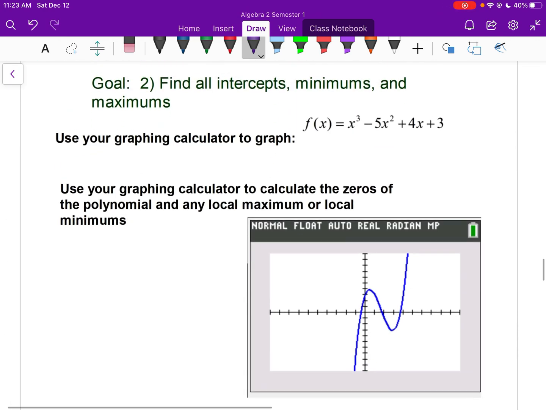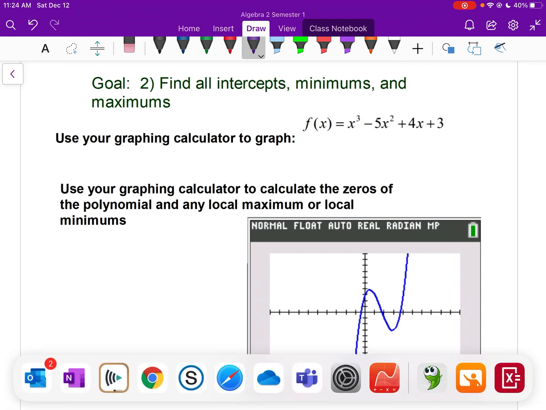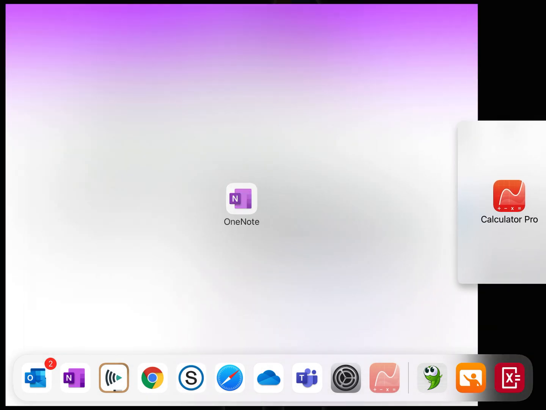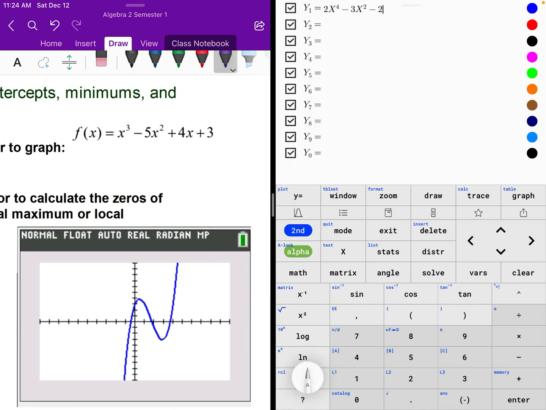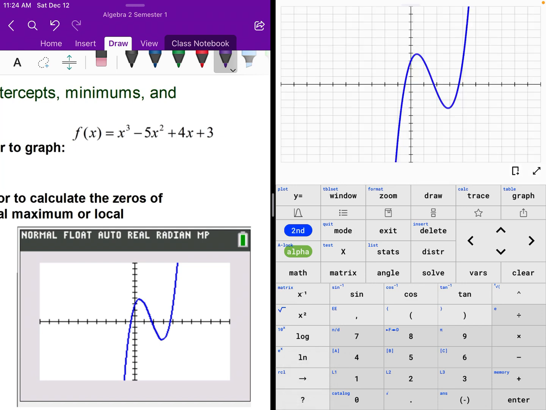All right, so find all intercepts, minimums, and maximums using your graphing calculator. So what we're going to do here is you're going to go to your graphing calculator, and you're going to graph. Okay, and in order to graph, again, you go to your y equals. Okay, clear whatever you got there, and type it in. X, and you use the caret top to get your exponents, cubed, minus, oh, not times, minus 5x squared, plus 4x, plus 3. Go ahead, hit graph.